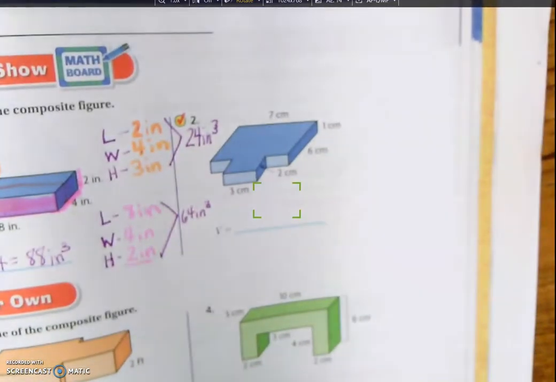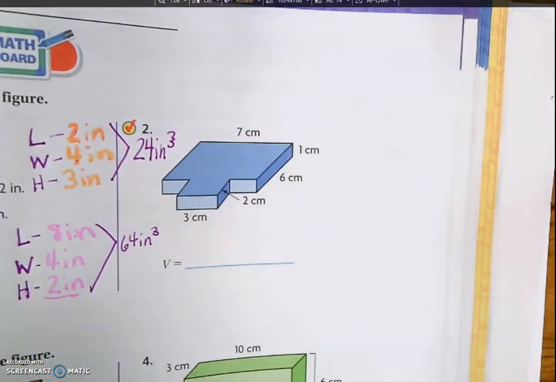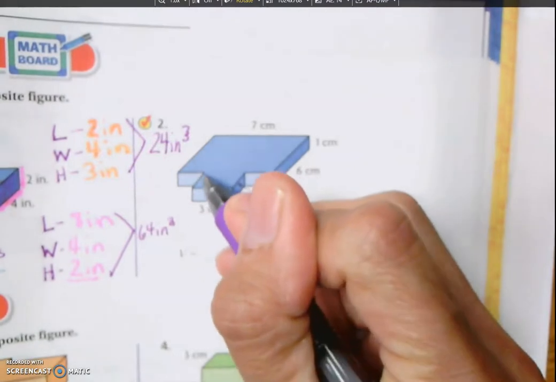Again, we're going to have a length, we're going to have a height, we're going to have a width, but we're not going to have it just one time, we're going to have it 2. And they didn't draw the line for us this time. We're going to be in charge of that. So I'm going to suggest let's draw the line right here.